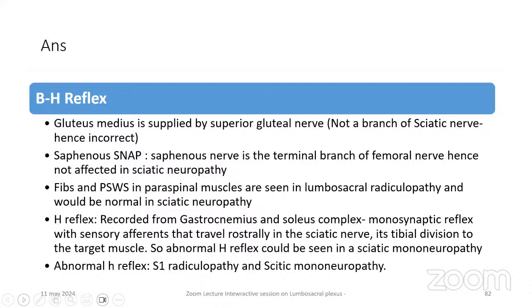Saphenous nerve is the terminal branch of the femoral nerve, hence not affected. Fibs and positive sharp waves in paraspinals are seen in lumbosacral radiculopathy and will be normal in sciatic neuropathy. H reflex is recorded from the gastrocnemius and soleus complex. It is a monosynaptic reflex with sensory afferents that travel rostrally in the sciatic nerve, its tibial division, to the target muscle. So abnormal H reflex could be seen in S1 radiculopathy and sciatic mononeuropathy.